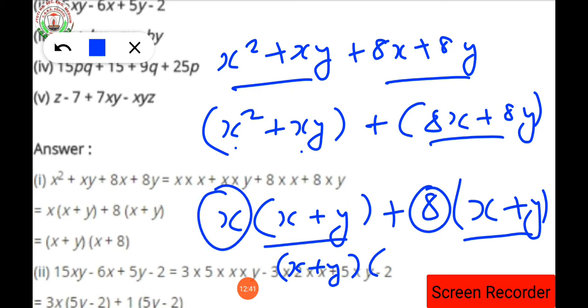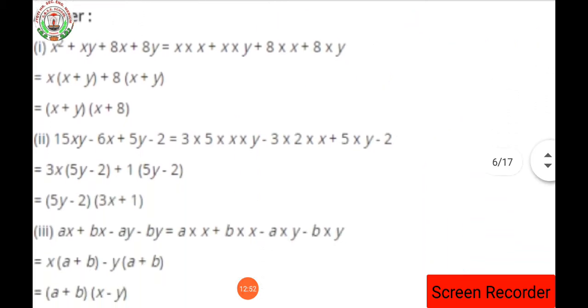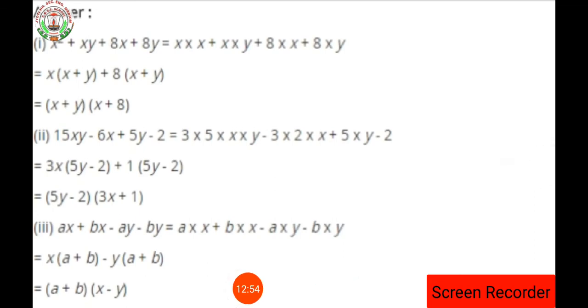That is x plus 8. So x plus 8 is the number left out. So (x plus y) into (x plus 8) is the answer for this. Clear, everyone? Have you understood how to solve? One more, I will explain how to solve that.